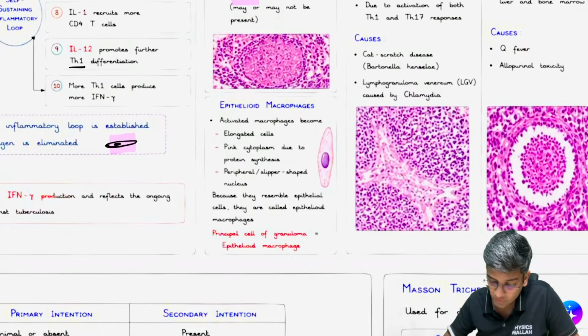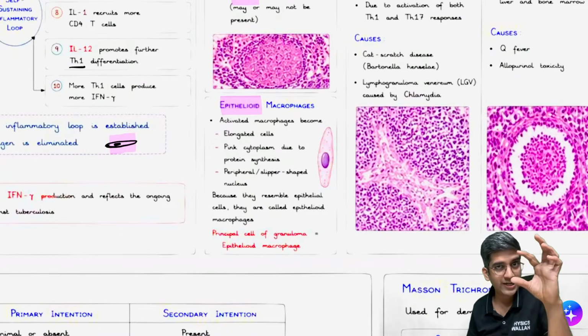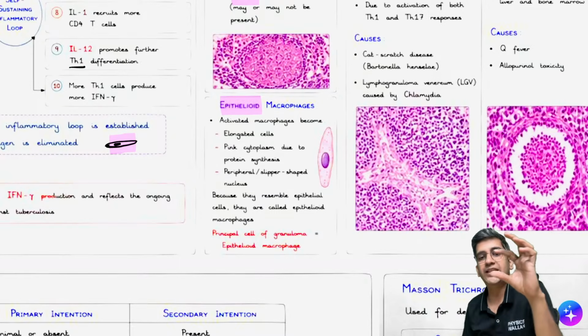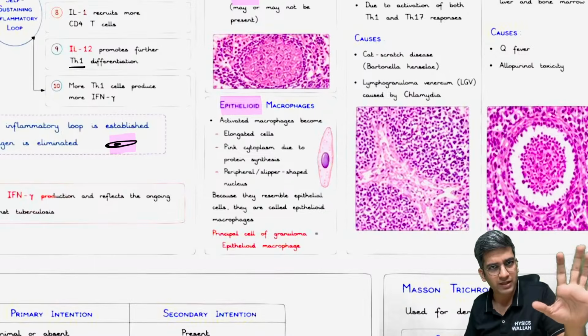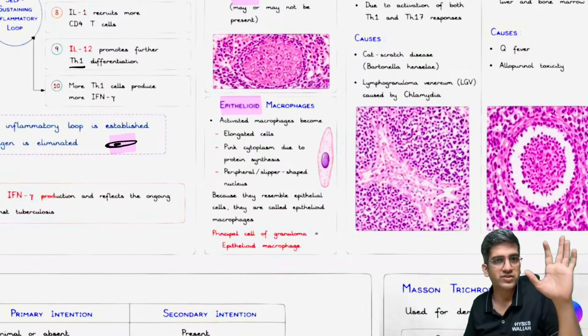They can even ask, why do we name them epithelioid cells? A reasoning why question. Because they're elongated, the structure changes, looks like an epithelium, so we call them epithelioid macrophages. They are not epithelial cells, they are macrophages only. Fine? And they are the most important cell in granuloma, right?